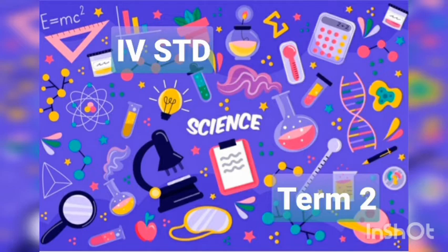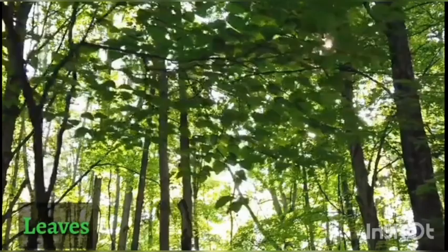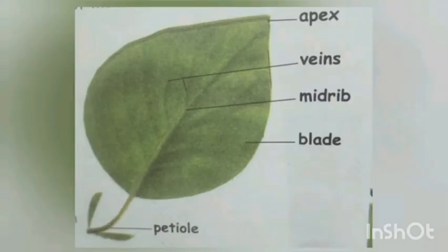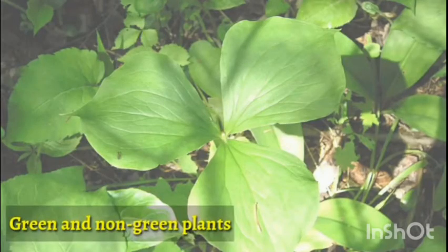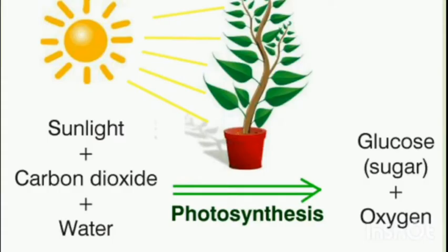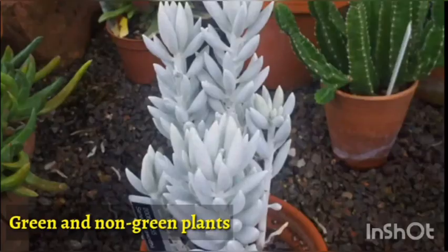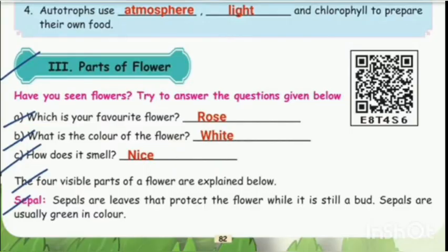In the previous session we learnt about the parts of a leaf as a food factory. That is the process called photosynthesis, chlorophyll, classification of plants, flowering and non-flowering plants, green and non-green plants. Today we are going to learn about the parts of a flower. Have you seen flowers? Try to answer the questions given below, children.